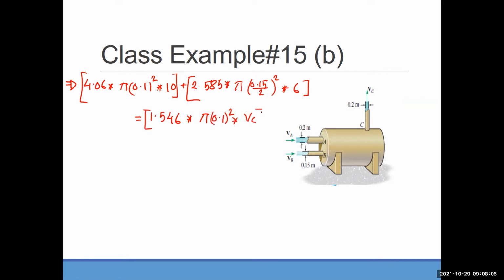VC. Now you need to calculate the VC. So do that. Give me the value for this whole thing, and this one, and calculate the VC. Do that. I'll be here. If you have any question, just ask me.